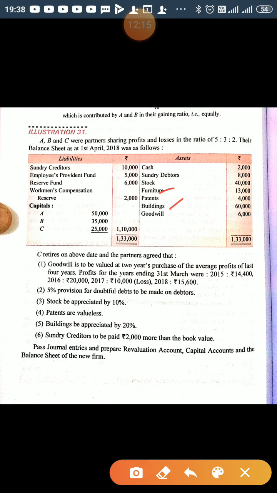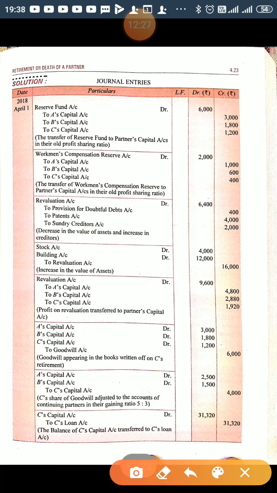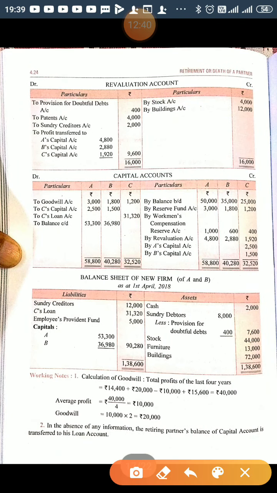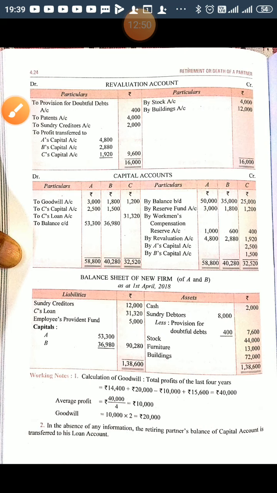Patents, they are saying patents are valueless, meaning patents lost their value, it becomes zero. So a decrease in value of an asset is a loss for the business. So the journal entry will be revaluation account debited to patents 4,000. This 4,000 is included in 6,400. So that should be posted in the ledger, revaluation account debit side to patents, and in the balance sheet it will not be shown because it becomes zero. So nothing will be shown in the balance sheet.